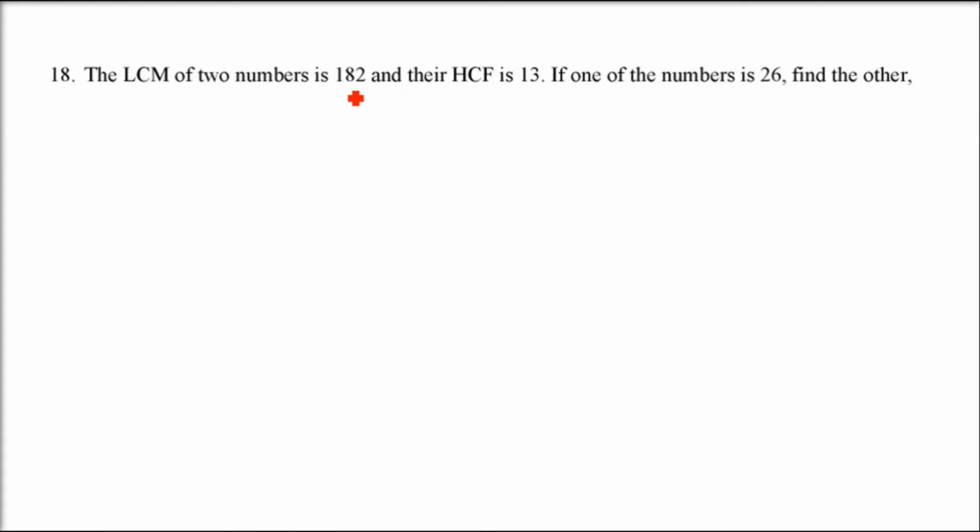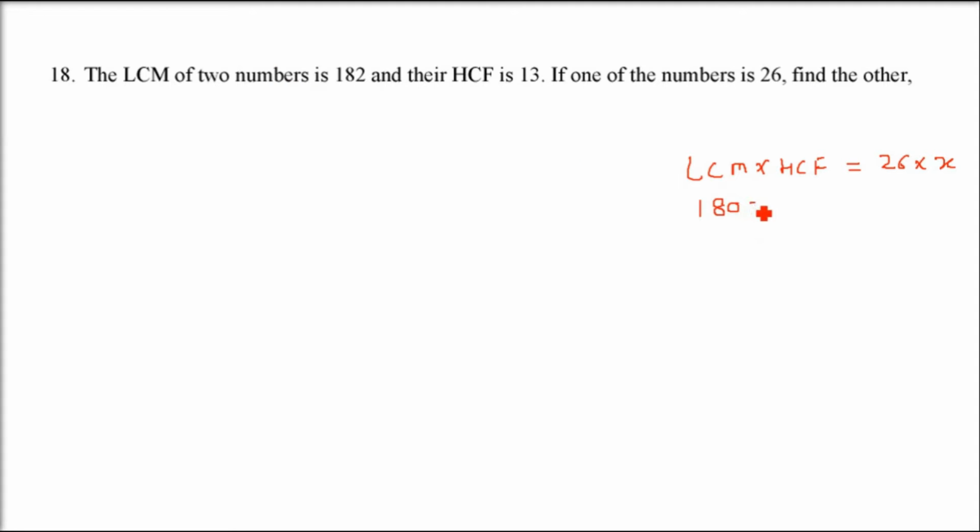The LCM of two numbers is 182 and their HCF is 13. If one of the numbers is 26, find the other. We know the relationship: the LCM multiplied by the HCF equals the multiplication of the numbers. One is 26, assume the other to be x.